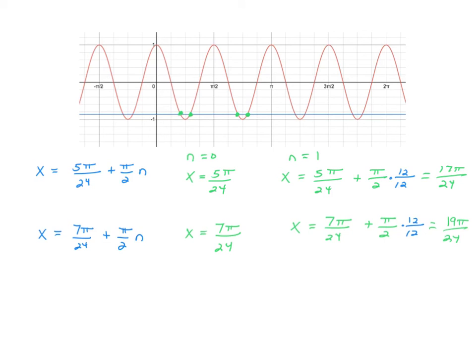To get the last 4 solutions, we used n equals 0 and 1. So now we have to use n equal to 2 and n equal to 3, using the same procedure, plugging 2 and then 3 in place of n and solving for x. And that is the idea behind this problem.